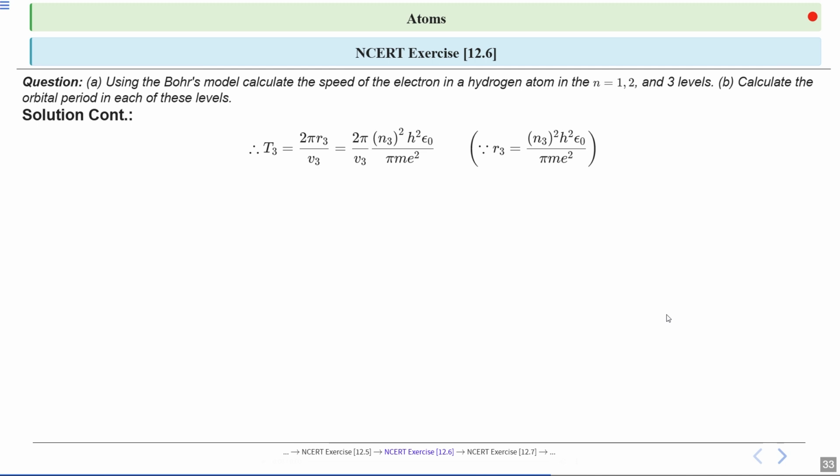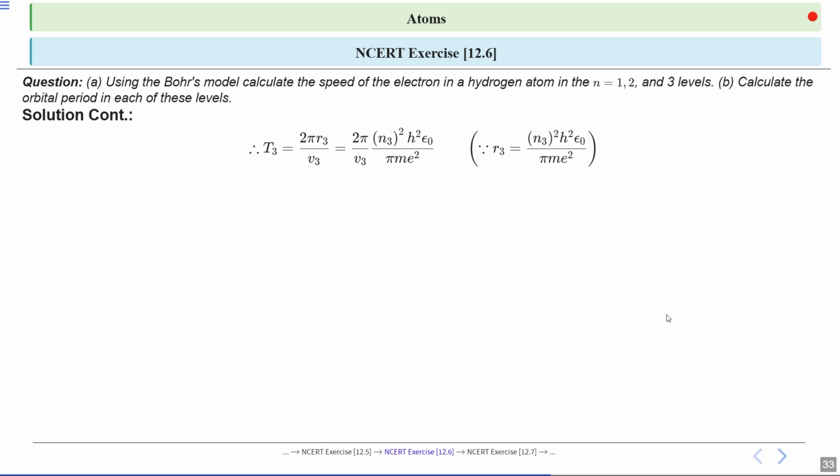Now let's focus on the formula for the orbital time period T3 in the third energy level. The time period T3 is the time it takes for the electron to complete one revolution in the n equal to 3 level. The formula shown, T3 equal to 2 pi r3 upon V3, where r3 is the radius of the third orbit and V3 is the speed of the electron in that orbit.